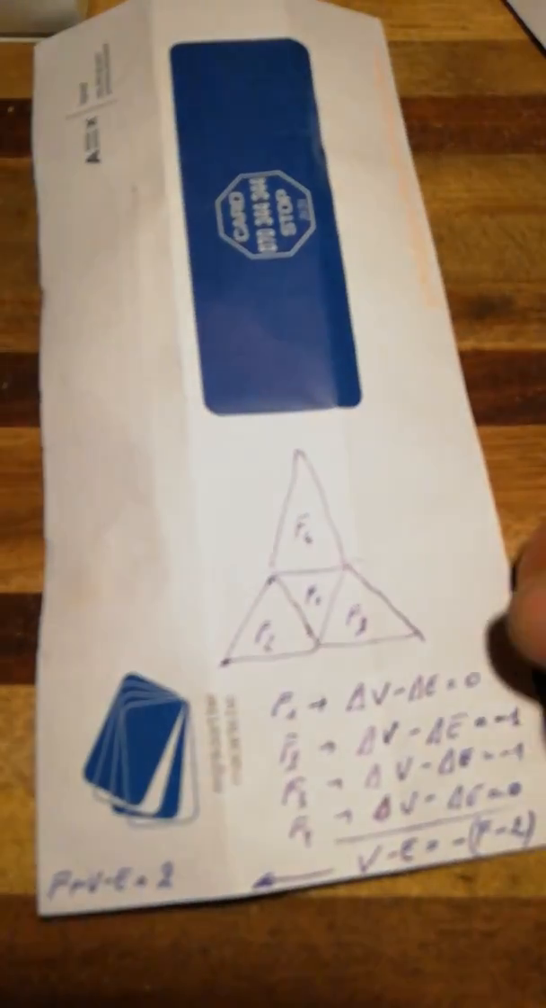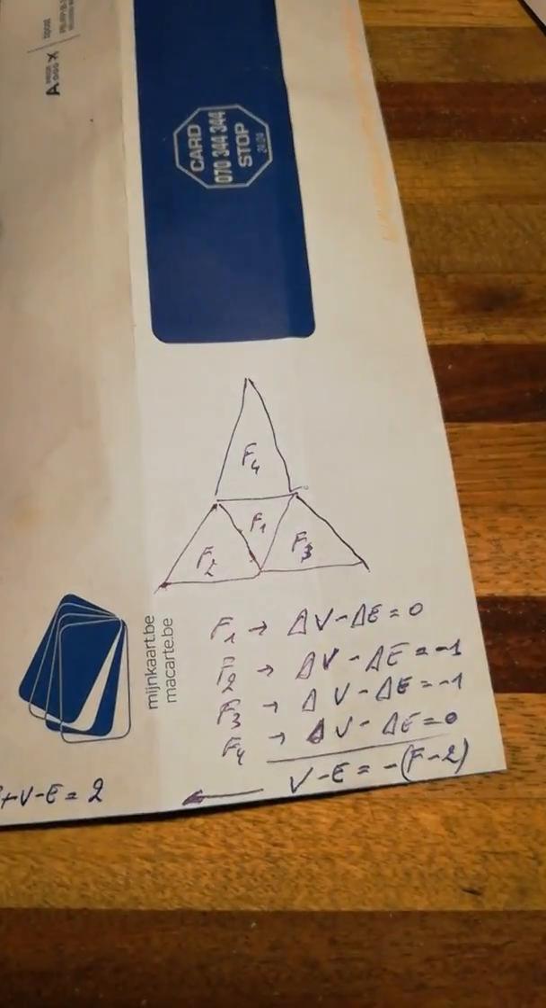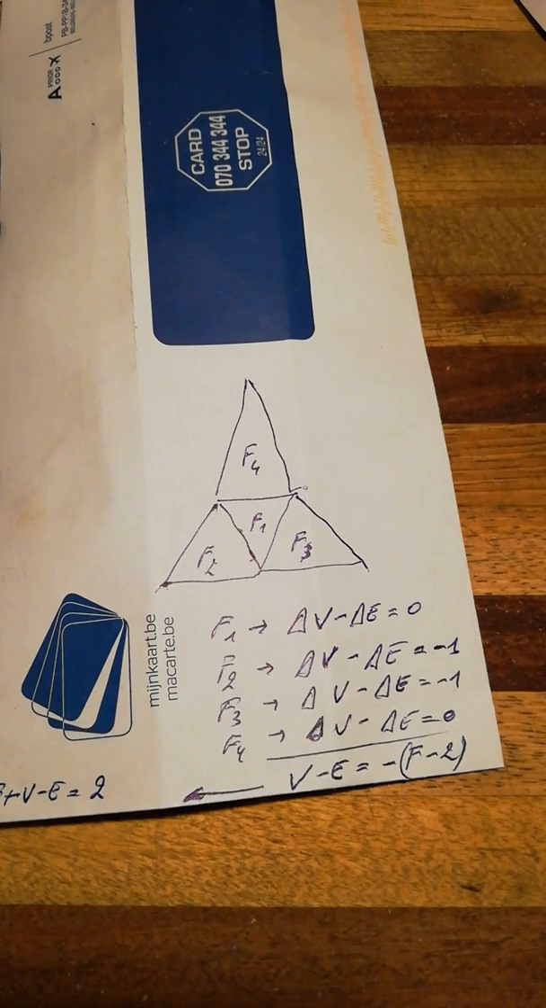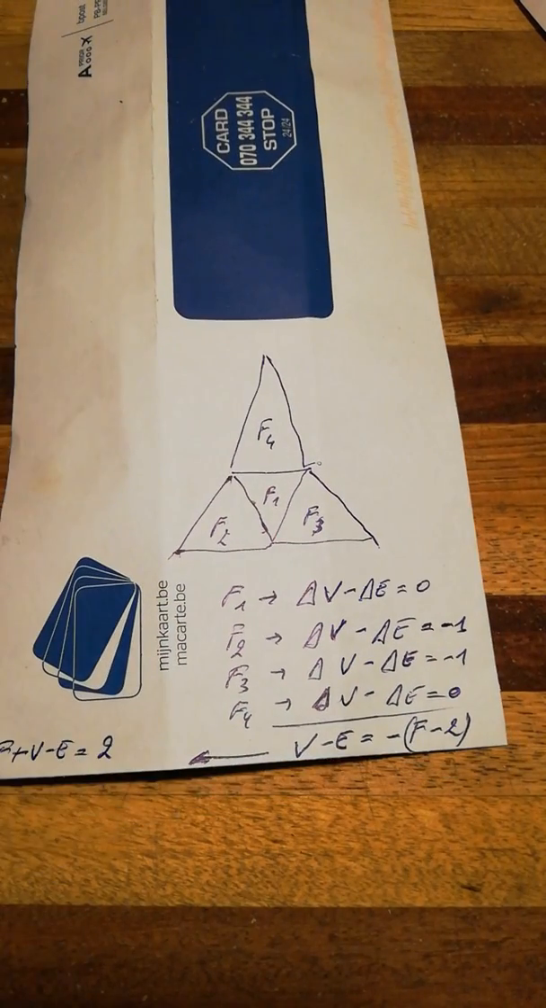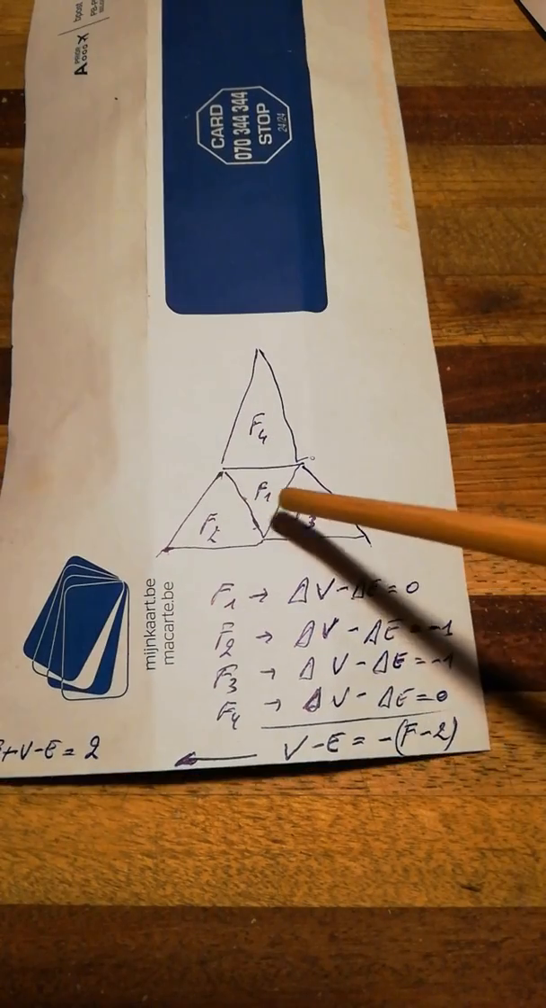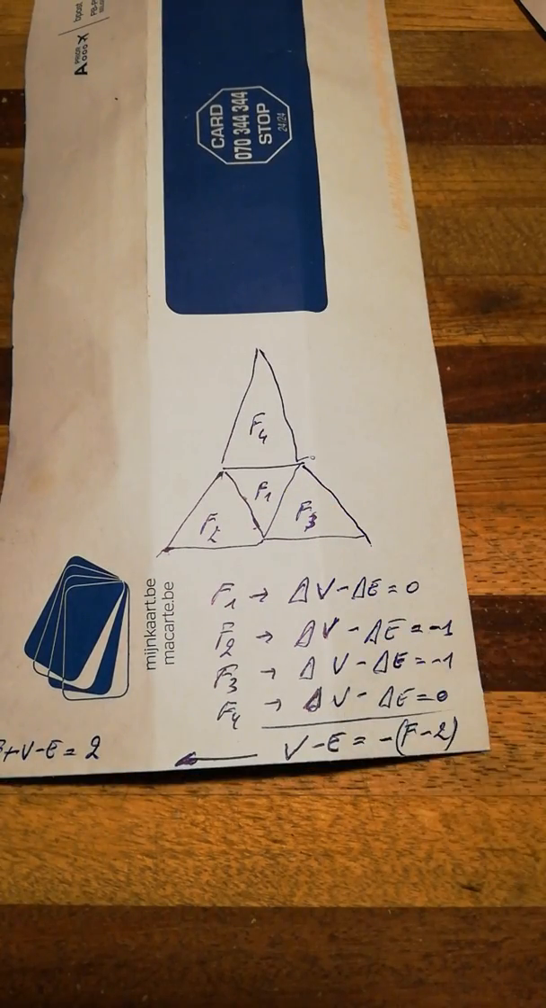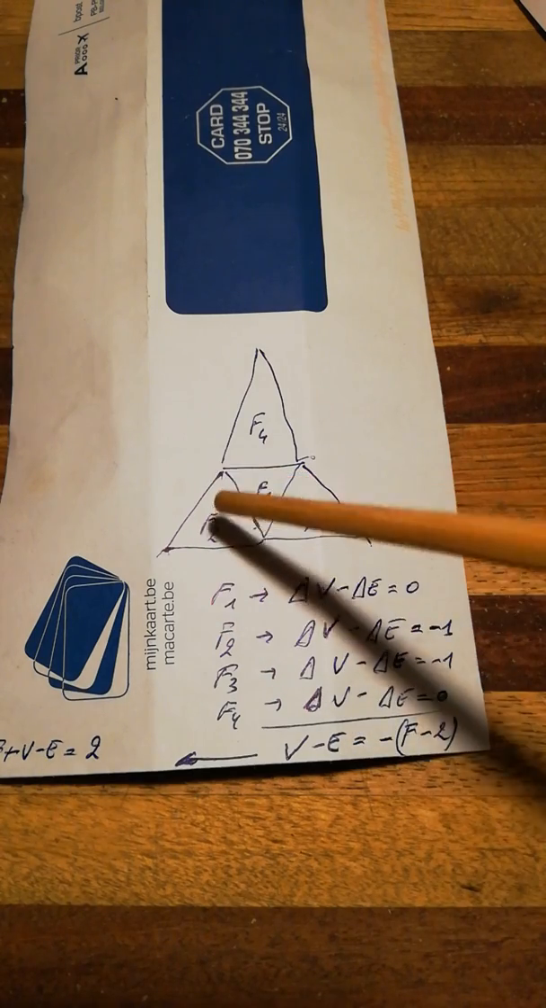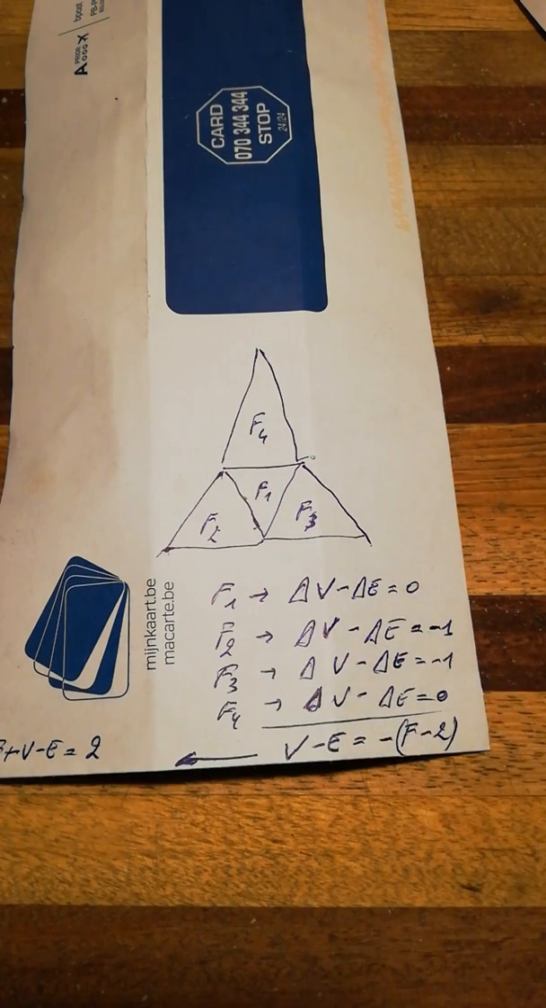I worked out a little situation for a triangular prism, so I said that was the F1, and for the F1, yes, you have the 3 edges and the 3 vertices, so the delta V minus delta E equals 0.